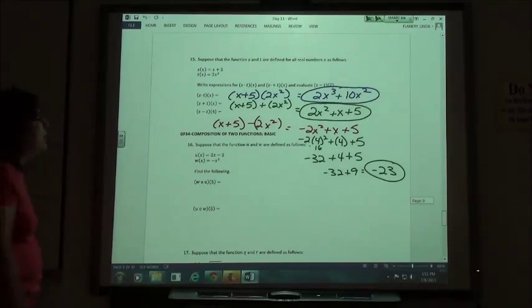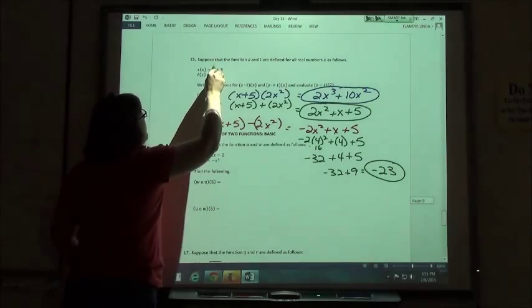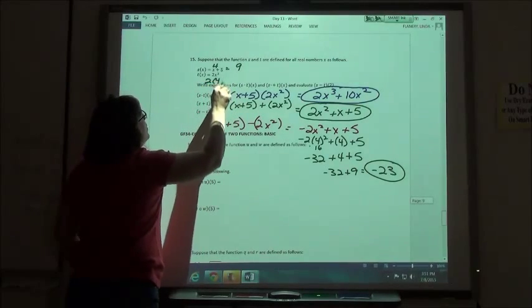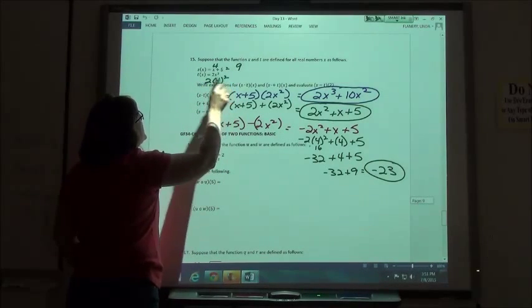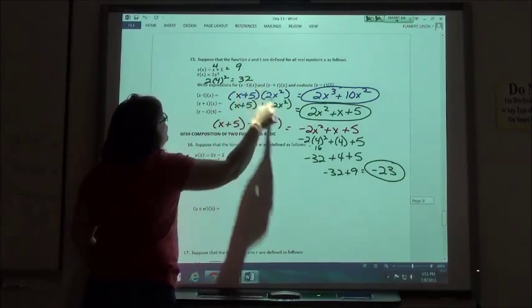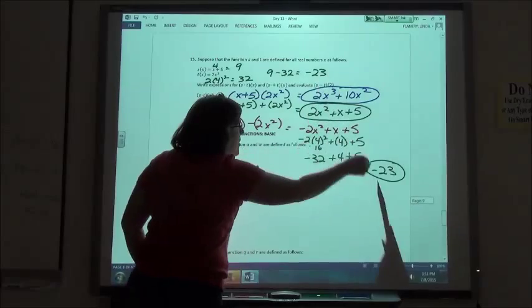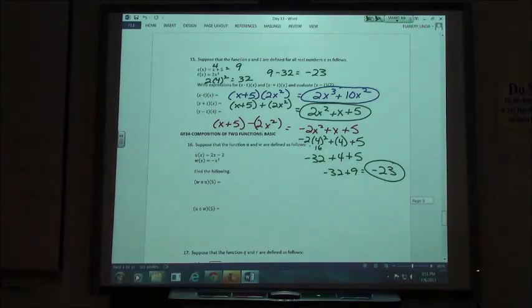gives me negative 23 for my answer. And again, if I wanted to double check that, I could put those in here. 4 plus 5 is 9. 2 times 4 squared would be 16 times 2, which is 32. 9 minus 32 gives me the same number I got down there, so I know that I did it correctly.